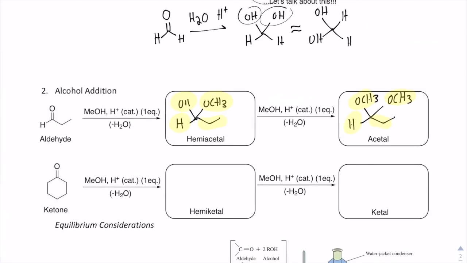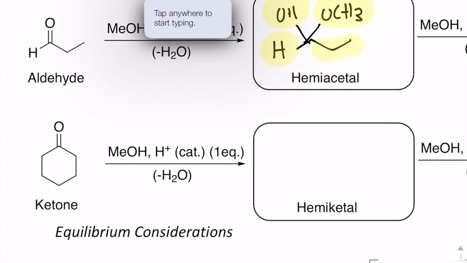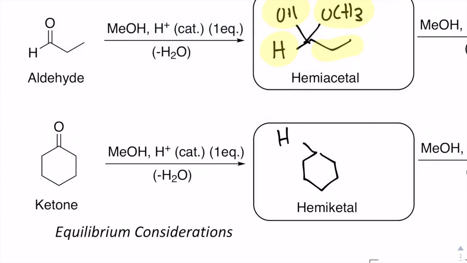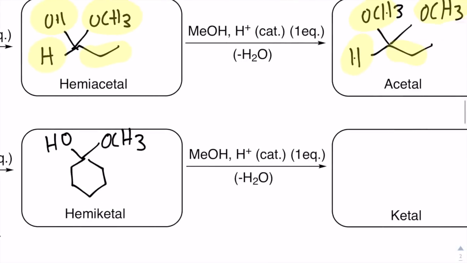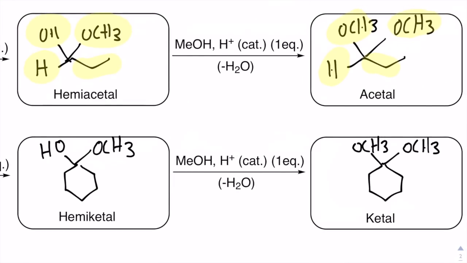All right, so let's just do it with a ketone. If I zoom in over here, again, I'm adding in an equivalent of methanol. After one equivalent, we would have a structure like this. And then adding a second equivalent would form the ketal. Now you would expect two ether groups and two R groups. The difference between the hemiacetals and the hemiketals is the absence of a hydrogen group.